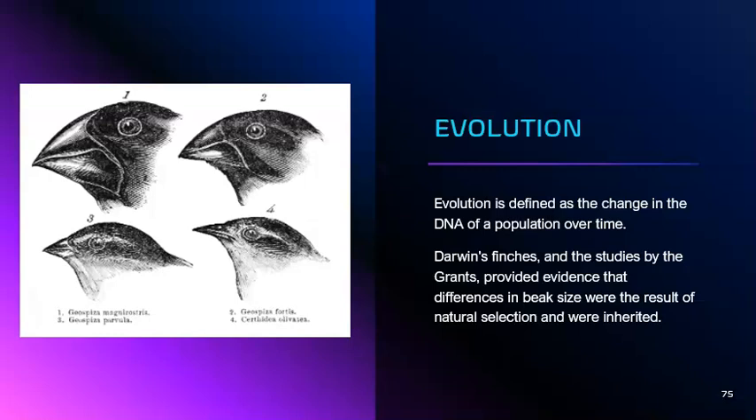Evolution is defined as the change in the DNA of a population over time. And Darwin's finches and the studies by the Grants, who also spent many, many years on the Galapagos Islands, provided evidence that differences in beak size were the result of natural selection and they were inherited characteristics.